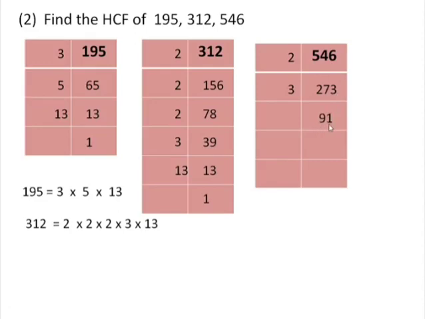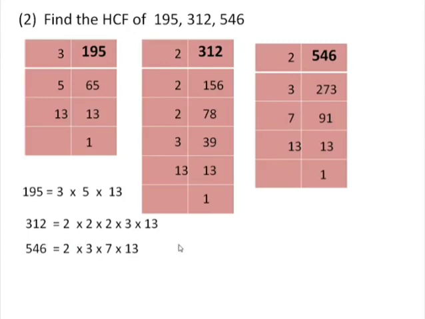Now if you recall the table of 13, you know 7 13s are 91. And now 13 is a prime number. So you will take 13 ones are 13. Now write 546 as the product of these prime numbers: 2 multiplied by 3 multiplied by 7 multiplied by 13.